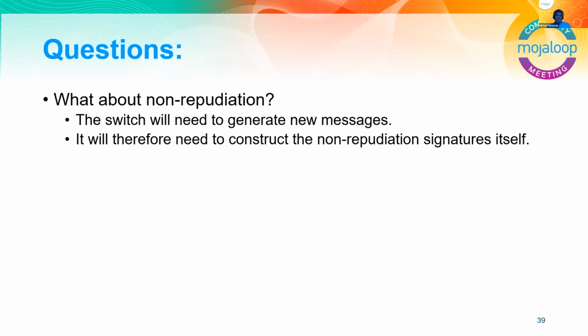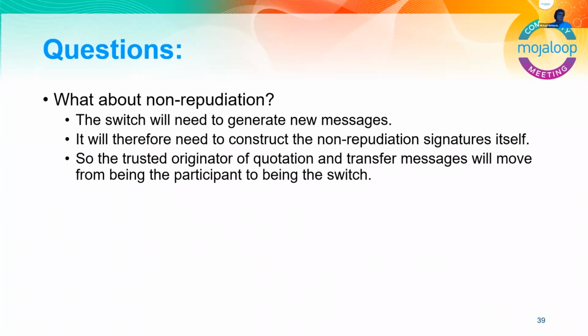And the switch will have to intercept that, store it, and send back to the payer DFSP a quotation response in its source currency. So the content of the quotation request and indeed of the transfer request will be different for the two legs of the transfer, and therefore the non-repudiation signatures which were originally generated by the participants will no longer be valid. So the switch will need to construct the non-repudiation signatures itself.